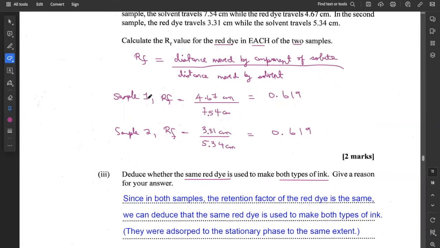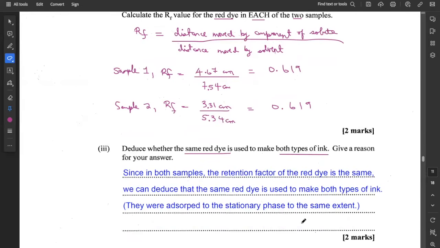Whether it was in sample 1 or sample 2, they were absorbed to the stationary phase to the same extent. And so when we compare the distance moved by the red ink to the solvent, we end up with the same number. And so we know that they're the same red dye in both types of inks, okay? And so if we capture all of that for 2 marks, we're good. So the Rf factor is the same, which means that they're absorbed to the stationary phase to the same extent. And so we can deduce then that both brands use the same red ink to make their pens, okay?